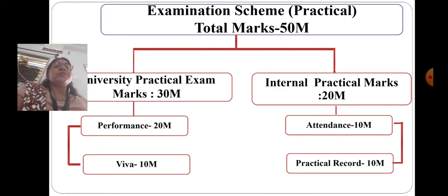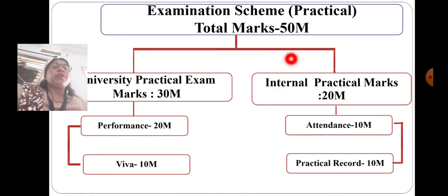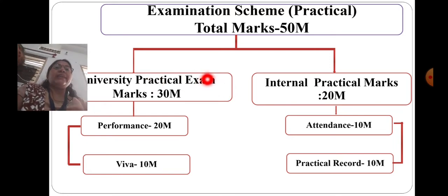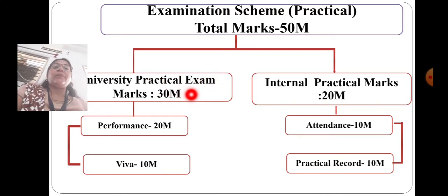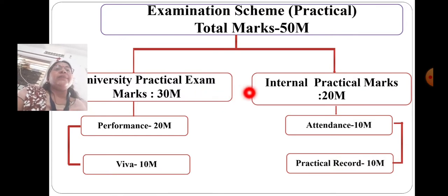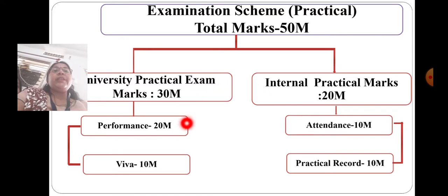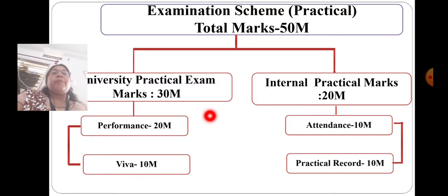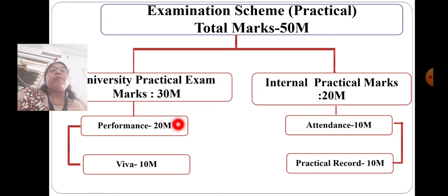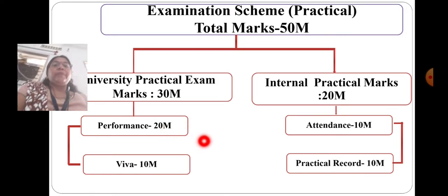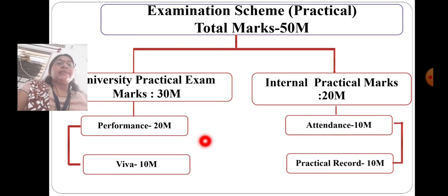Now, the examination scheme for practical. The practical has 50 marks. Here also it is bifurcated into two: the university practical examination and the internal practical marks. The university practical examination is of 30 marks, and the internal practical marks are 20 marks. The university practical examination depends on your performance. Performance consists of 20 marks and 10 marks for viva, as given in the syllabus.